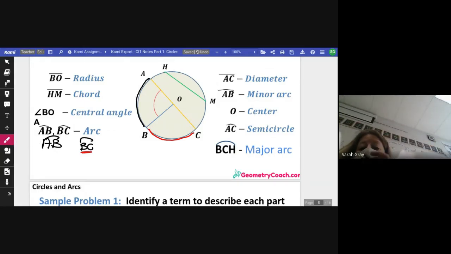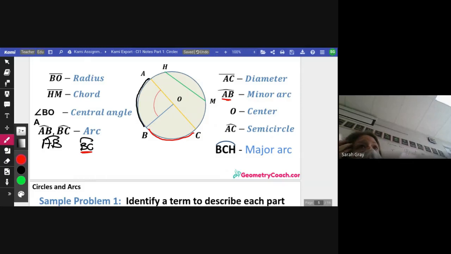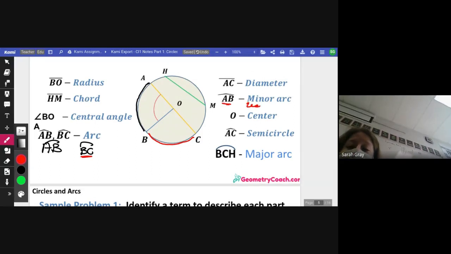Diameter we talked about. So a minor arc is an arc that's less than half of the circle. Minor to the circle. It's smaller than half. So what do you think a major arc is?